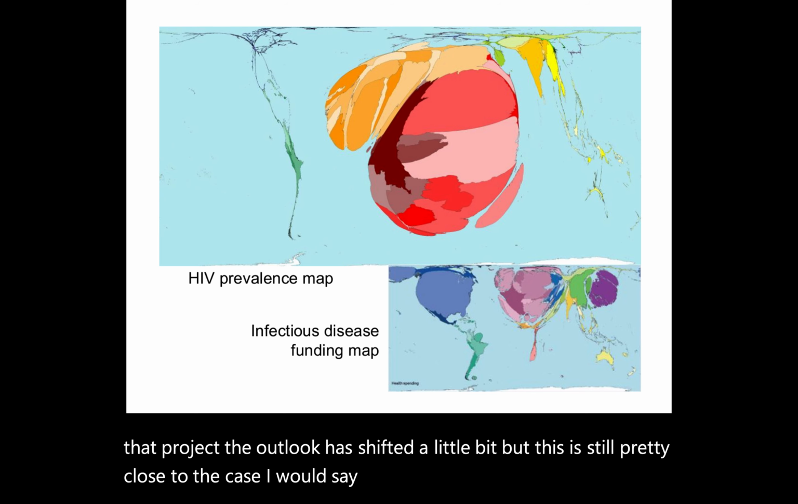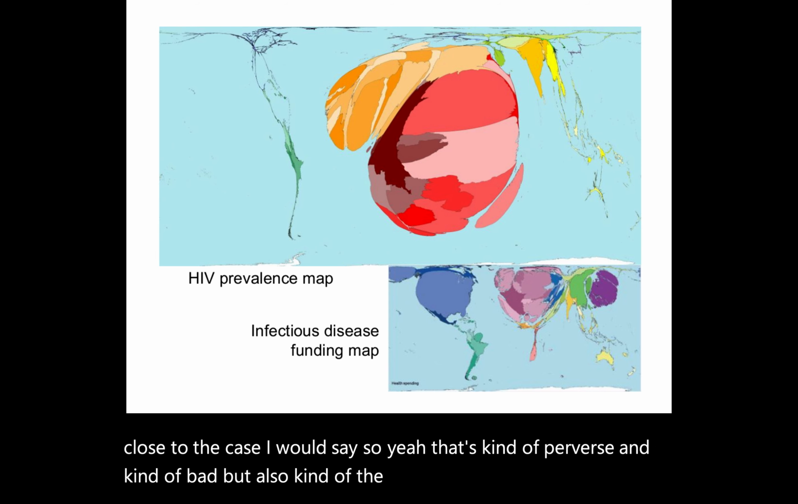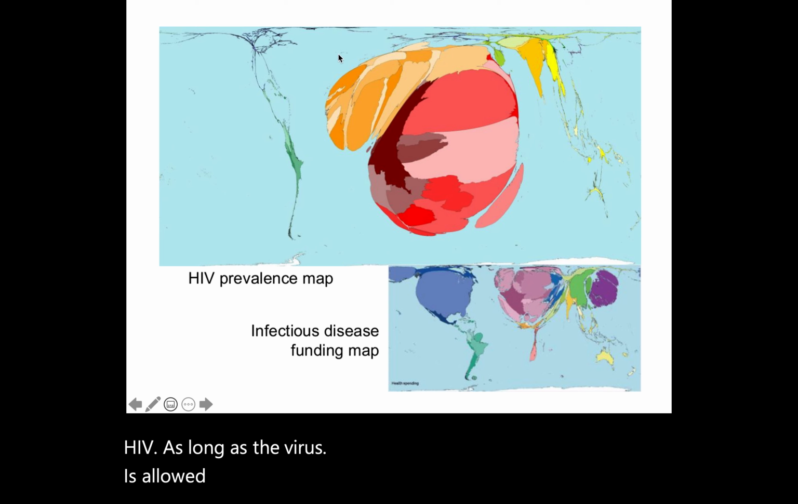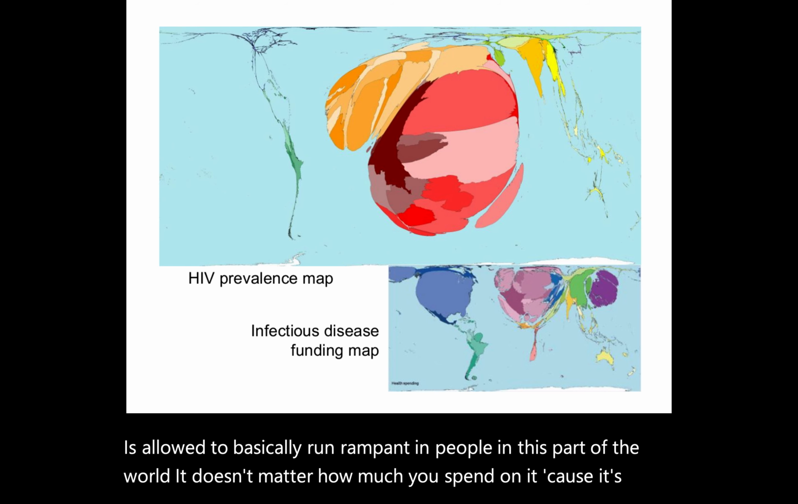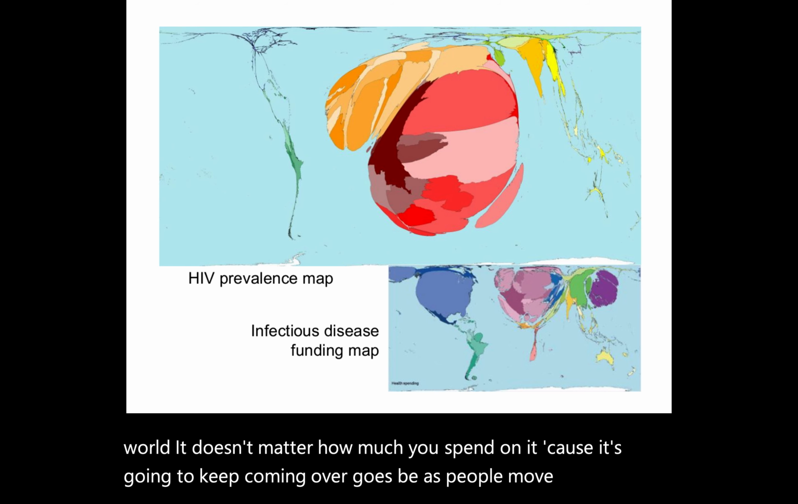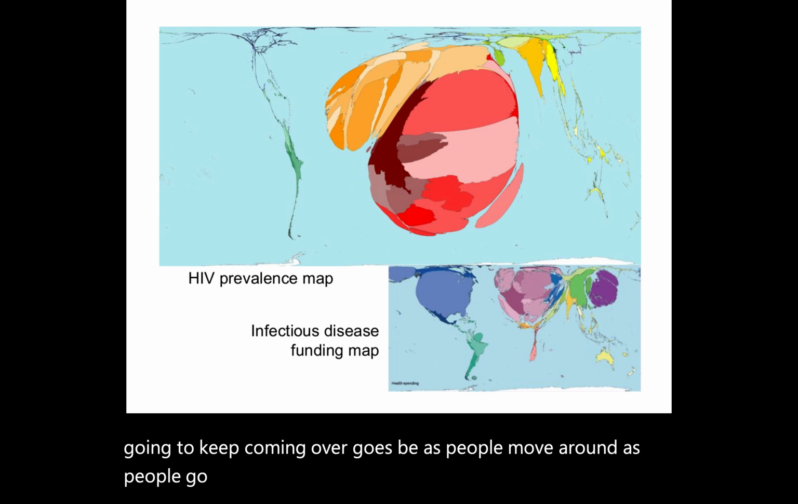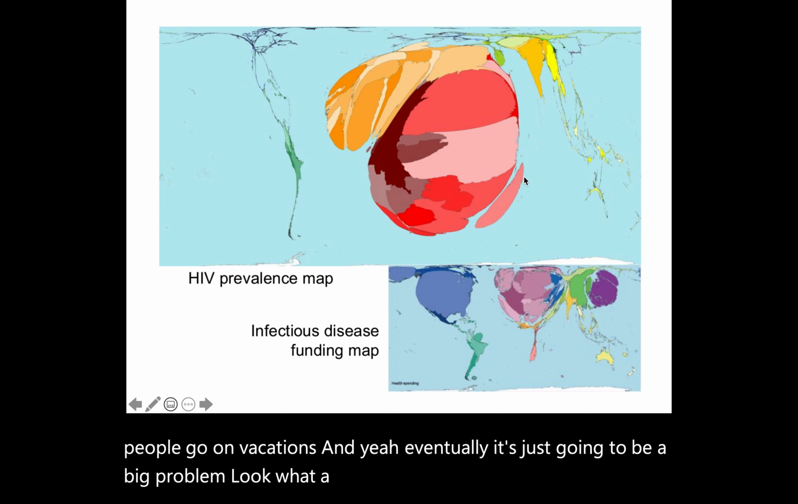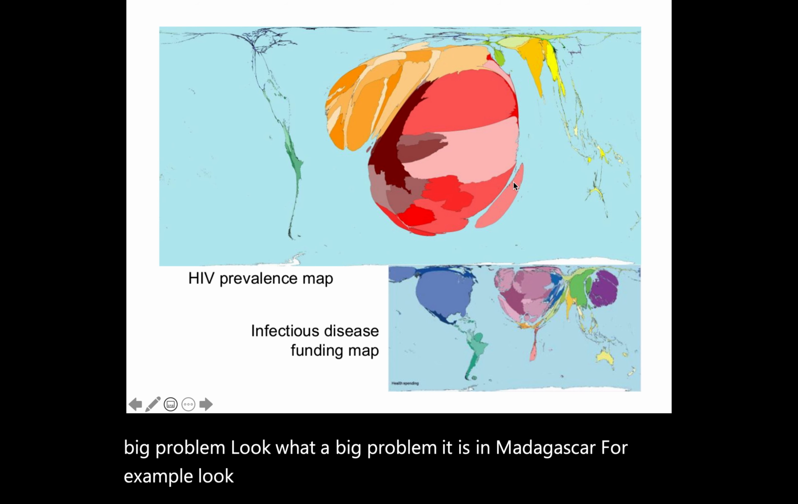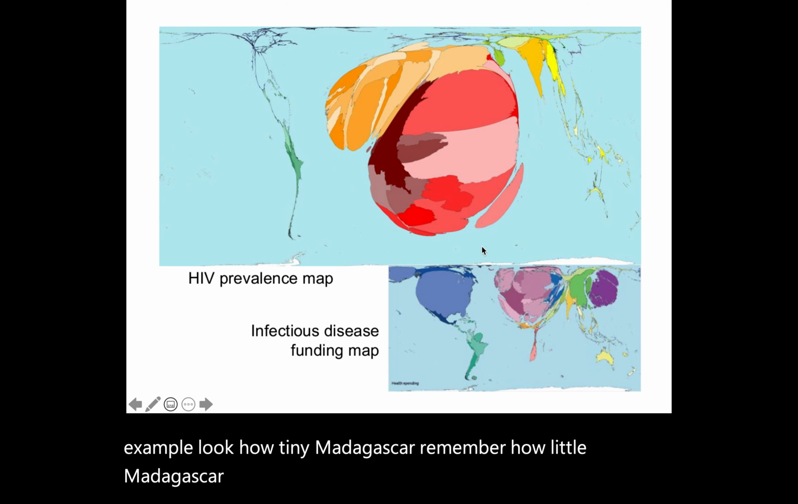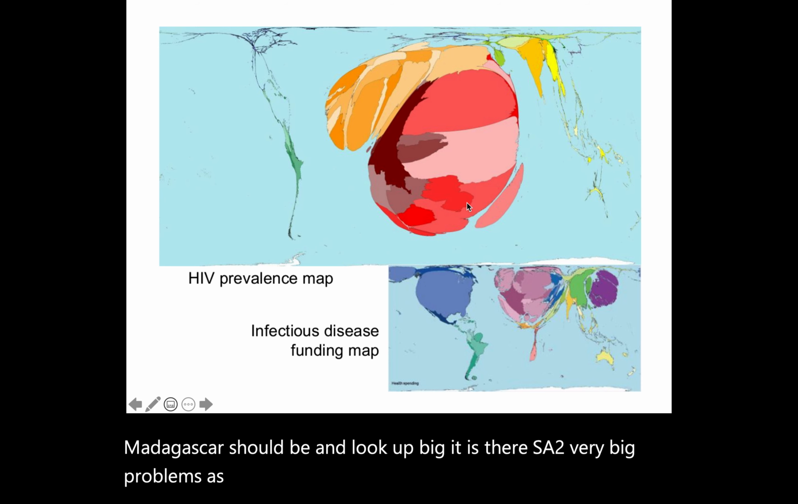So yeah, that's kind of perverse and kind of bad, but also kind of the reason why we have HIV. As long as the virus is allowed to basically run rampant in people in this part of the world, it doesn't matter how much you spend on it, because it's going to keep coming over as people move around, as people go on vacations, and eventually it's just going to be a big problem. Look what a big problem it is in Madagascar, for example. Look how tiny Madagascar should be, and look how big it is there. South Africa too, very big problems, as are the independent states within South Africa.